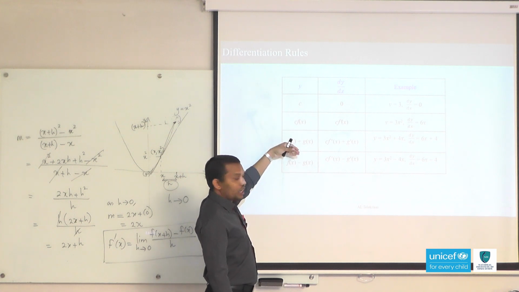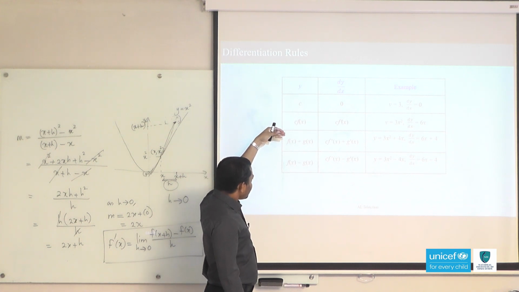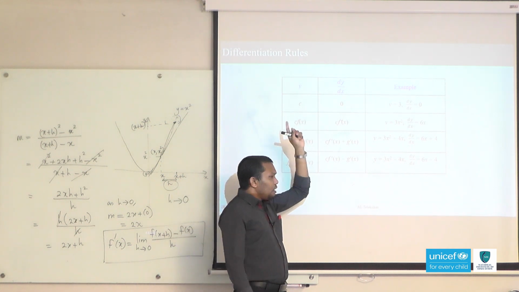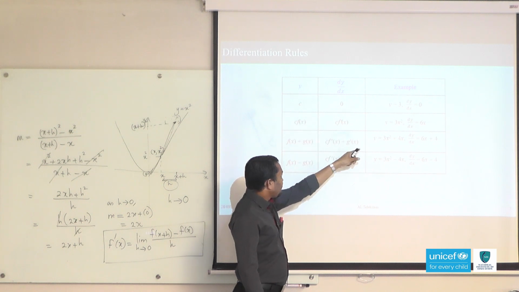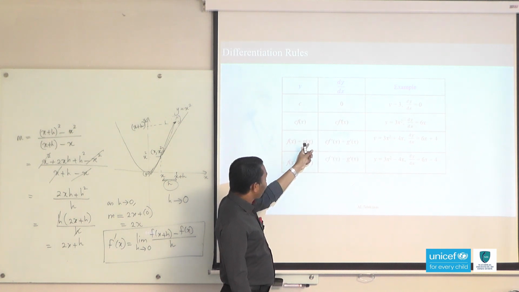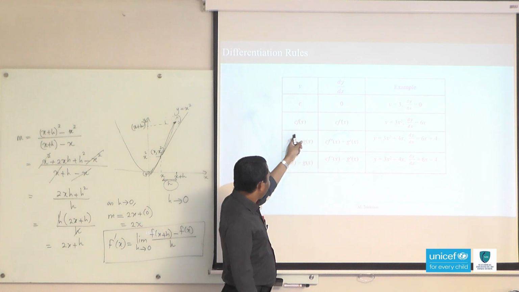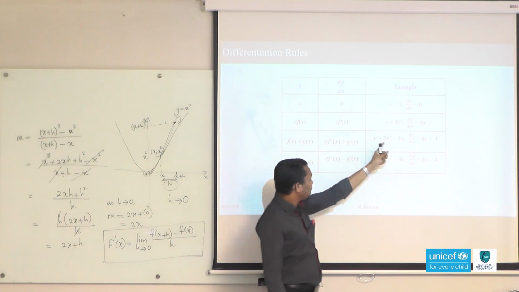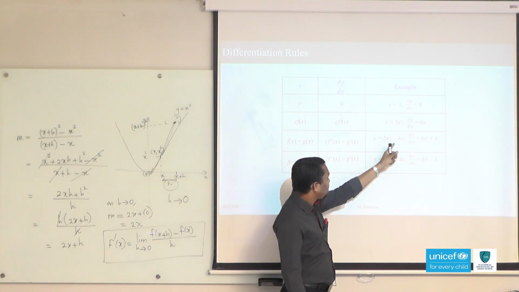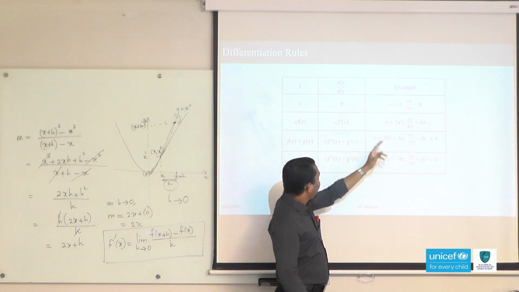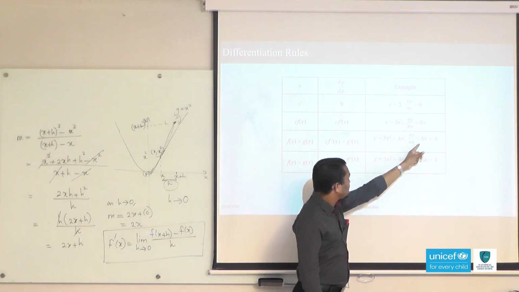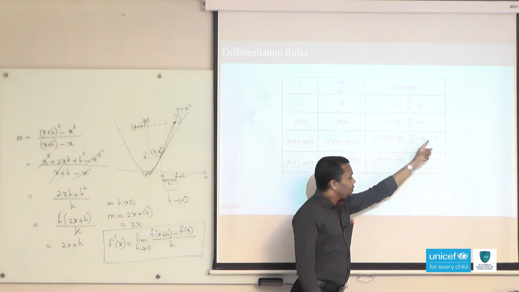Then we have the sum of functions. The derivative of the sum of the functions is the same as the sum of the derivatives of the functions. So, f of x plus g of x, the derivative is the derivative of f plus the derivative of g. For example, y equals 3x squared plus 4x. The derivative is the derivative of 3x squared, as you see here, which is 6x, plus the derivative of 4x, which is 4.